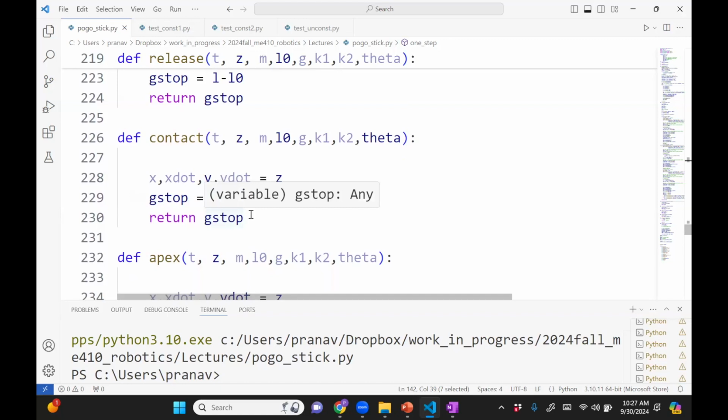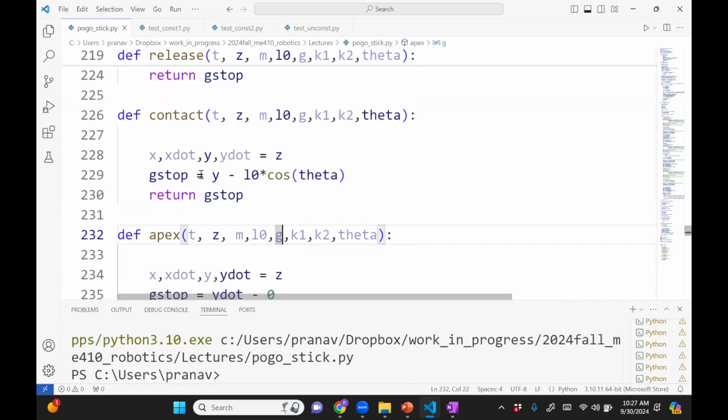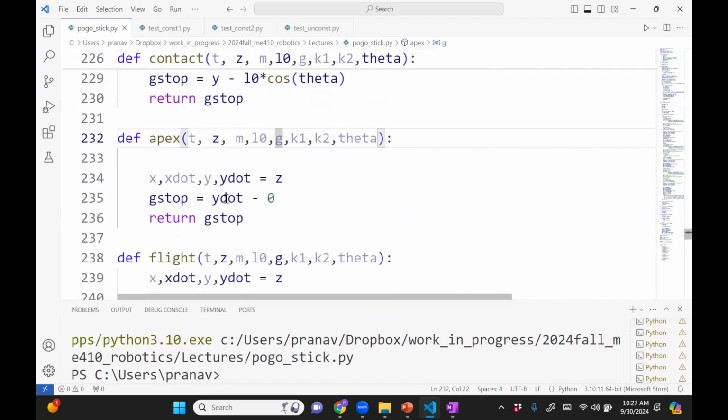Here I check the contact condition, which is, I said, the height should be 0. So again, I need to check that it passes through 0. The height is a different condition altogether. Here the velocity is checked. The velocity in the vertical direction should be 0.